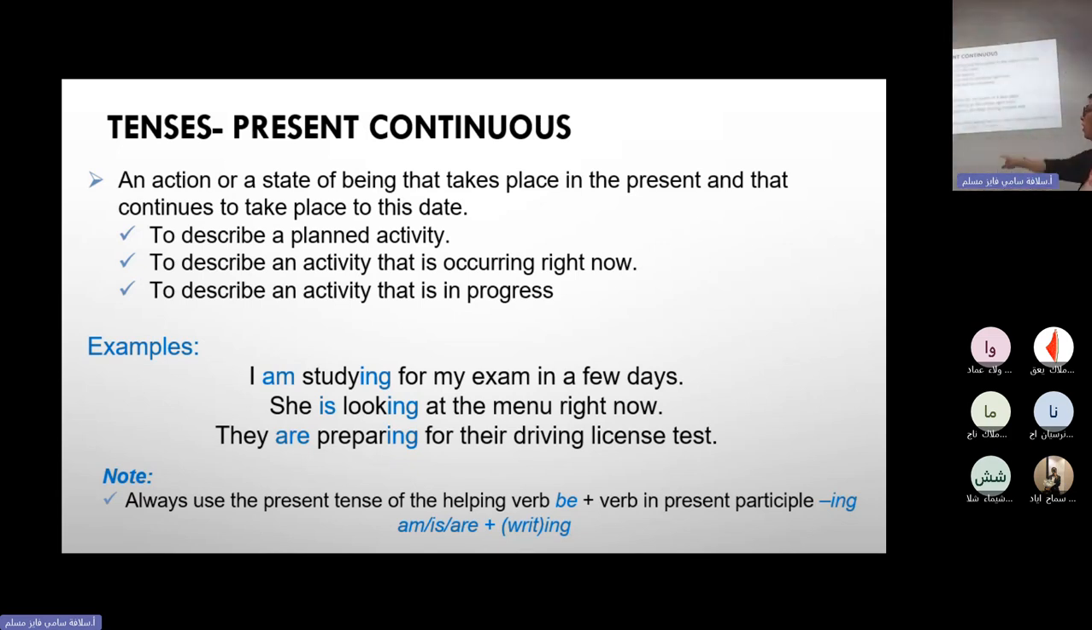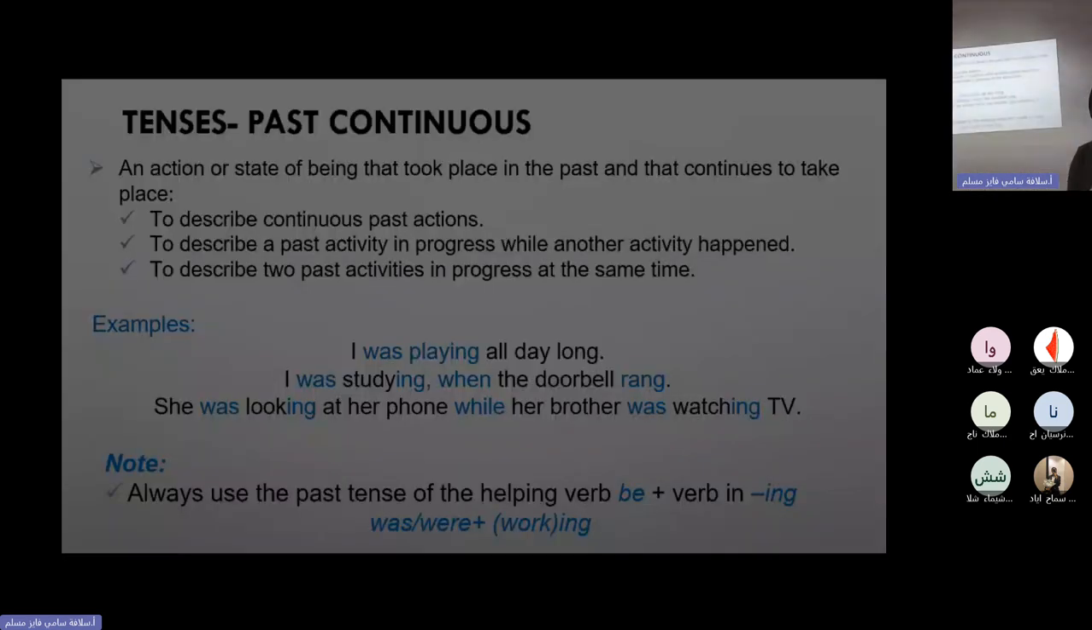Okay. Note, always use the present tense of the helping verb be. Okay. That is the verb in the present, the participle اللي هو مع ing. Am, is أو are زائد الفعل مثلا writing. Okay. هاي الفورمولا هاي المعادلة.